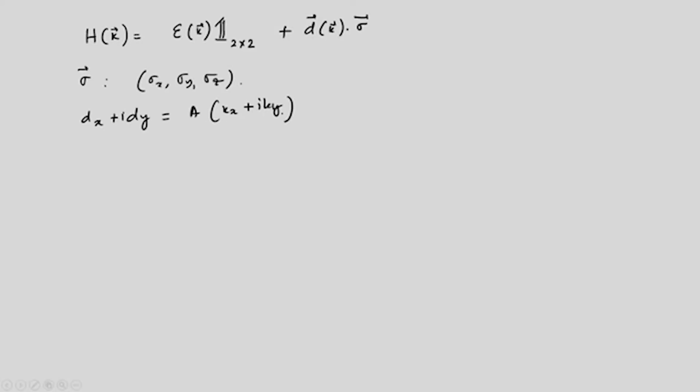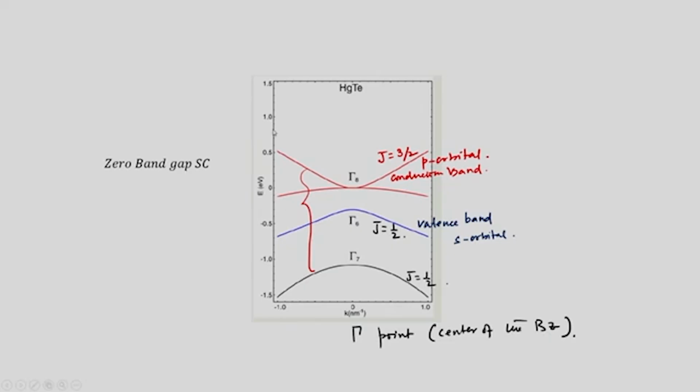So, this is that, and then a Dirac Hamiltonian form which we have seen earlier for graphene. These sigma denote the Pauli matrices, sigma x, sigma y and sigma z, and these d vectors can be written as dx plus i dy equal to some constant a into kx plus i ky.